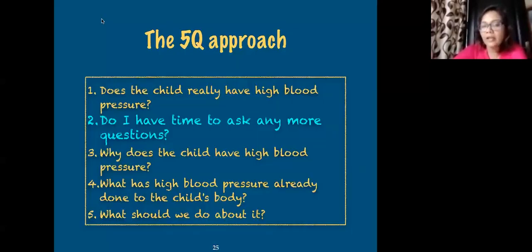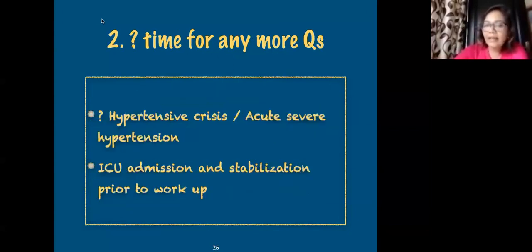So now what? Question number 2. So here what I mean to convey is that when you see high blood pressure, you have to first make sure that you are not dealing with an emergency situation which needs an ICU admission and stabilization of blood pressure. Is that what you're dealing with, or you have time to work up the kid before starting treatment? So in this aspect, we will discuss hypertensive crisis or acute severe hypertension, which as mentioned, requires ICU admission and stabilization prior to workup.